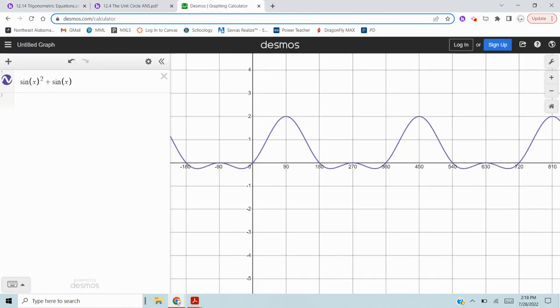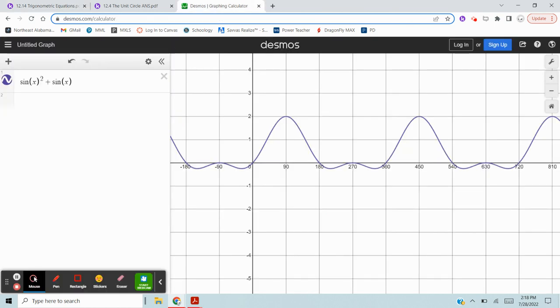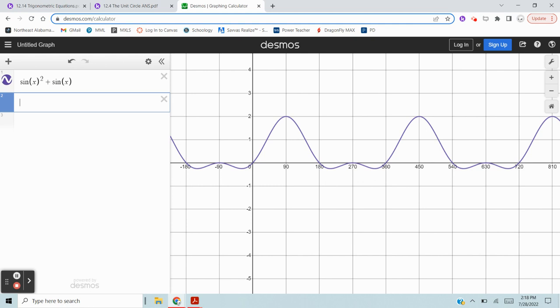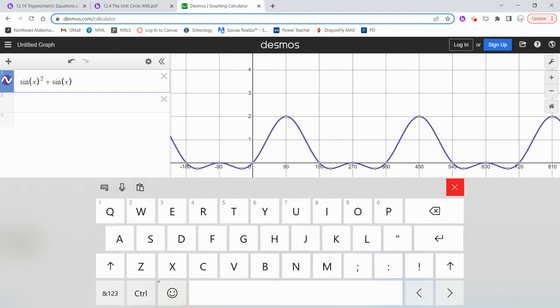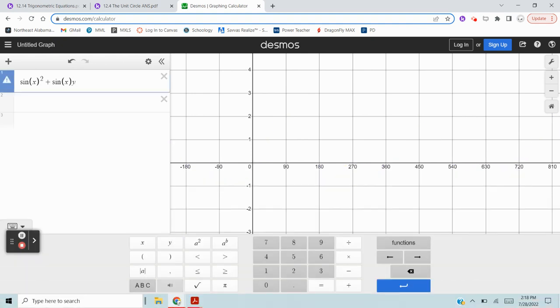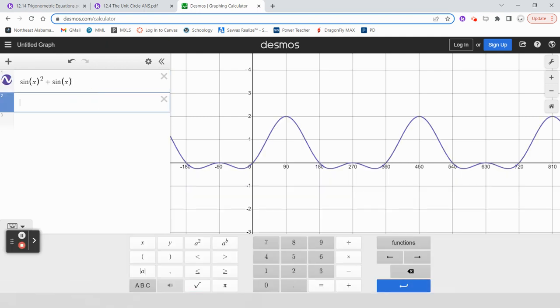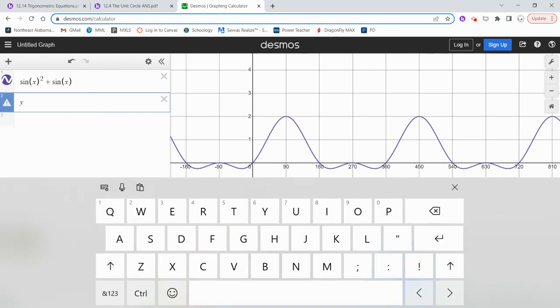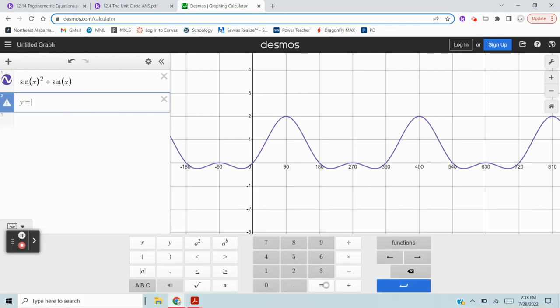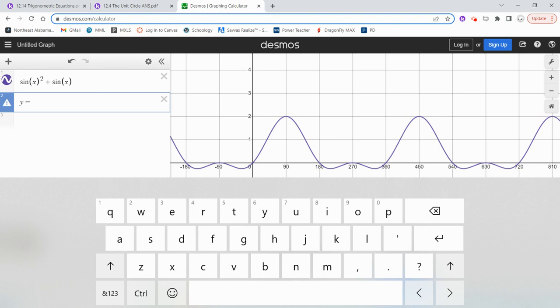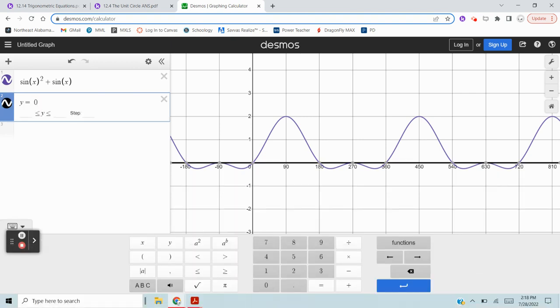Now I do want to go one step further with this, and here's what I've done. I've actually graphed it. Here's the graph of sine squared plus sine, and we're wanting to know where does that equal 0. And if you would like to, you could graph 0 with it as well. Let's see if I can get it to pull up here. It's not cooperating. Y equals 0, there we go. So there's my two graphs.